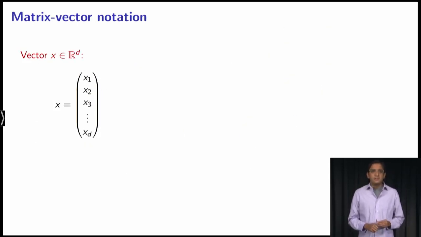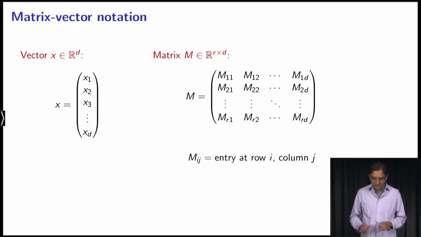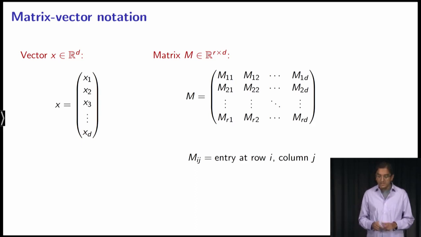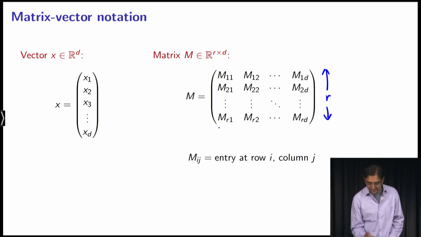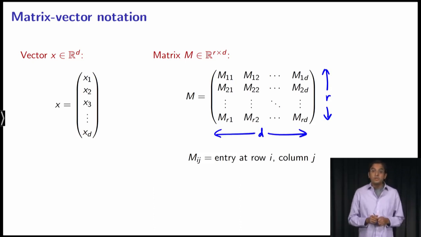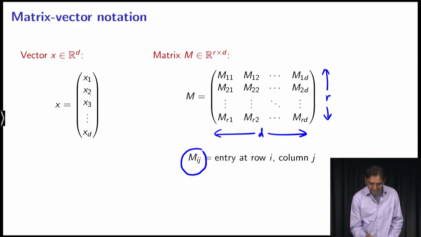So let's go over some of the indexing notation. When we have a vector in d-dimensional space, so vector x in Rd, we'll write it as a column, okay, and we'll index its entries as x1 through xd. When we have a matrix that's R by D, okay, that means that it's a matrix with R rows, so R of these, and D columns, so D of these. So it's got a total of R times D entries, and the entry that's at row number i and column number j will be denoted Mij.